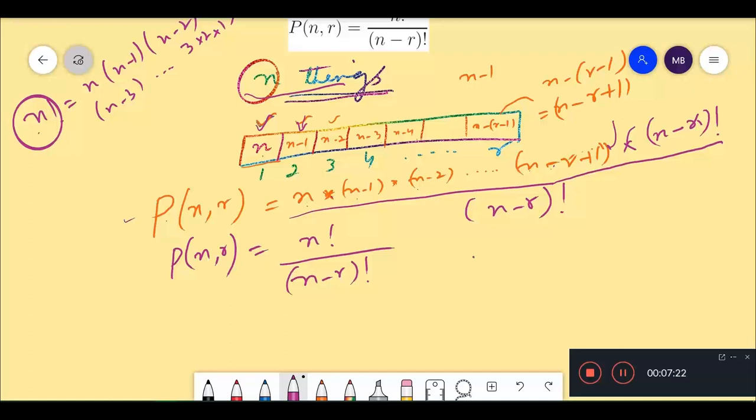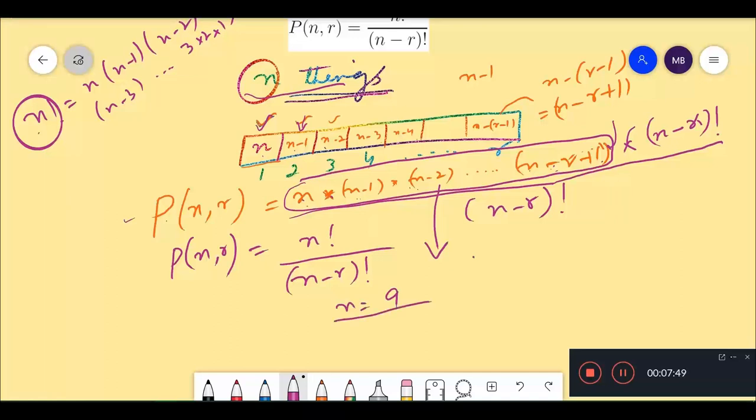That is equal to n into n minus 1 into n minus 2 into n minus 3 up to n minus r minus 1, which is equal to n minus r plus 1. In order to make this upper term a factorial, I will show you with the help of an example. If n is 9, so I will take n equal to 9. This formula will be equal to 9 into 9 minus 1 is 8, into 9 minus 2 is 7, into, let us take for example r equal to 3 or 4 for example.